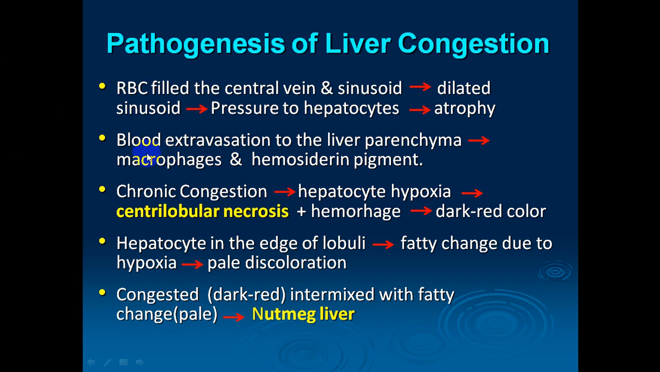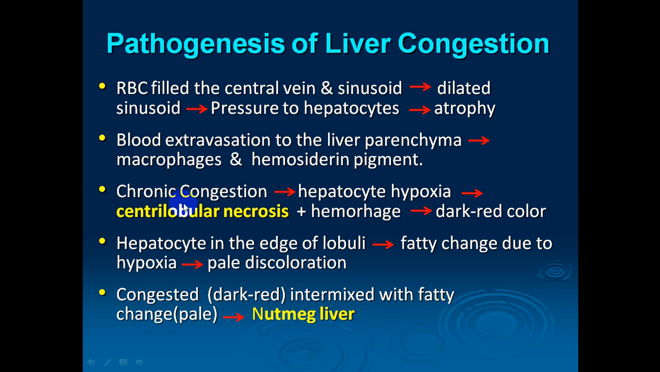And then blood escapes into the liver parenchyma, into the liver tissue. Parenchyma means the main tissue of an organ. This escaped blood, or blood extravasation, will be partly ingested by macrophages, and then there is formation of hemosiderin pigments. So we will find many hemosiderin-laden macrophages, or hemosiderophages, in cases of chronic congestion in the liver.